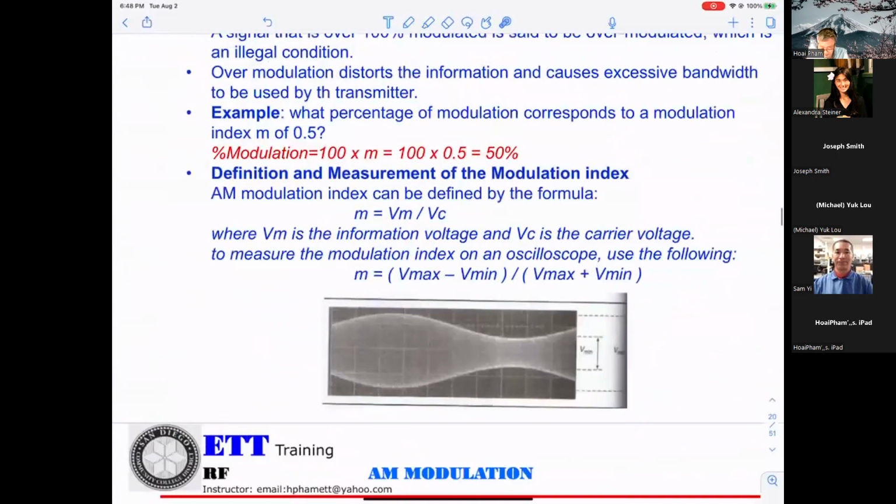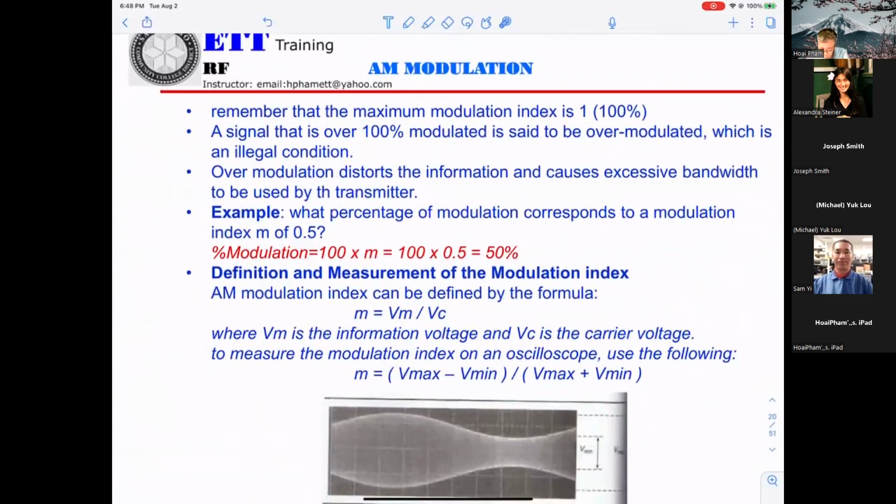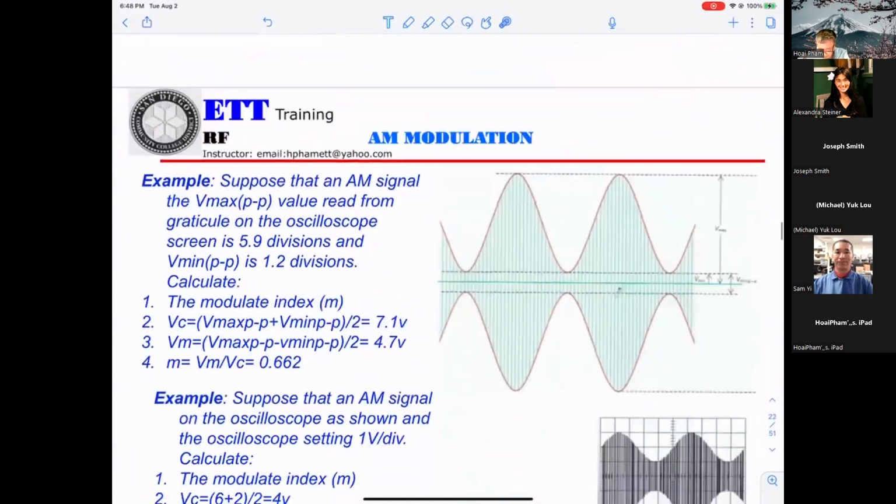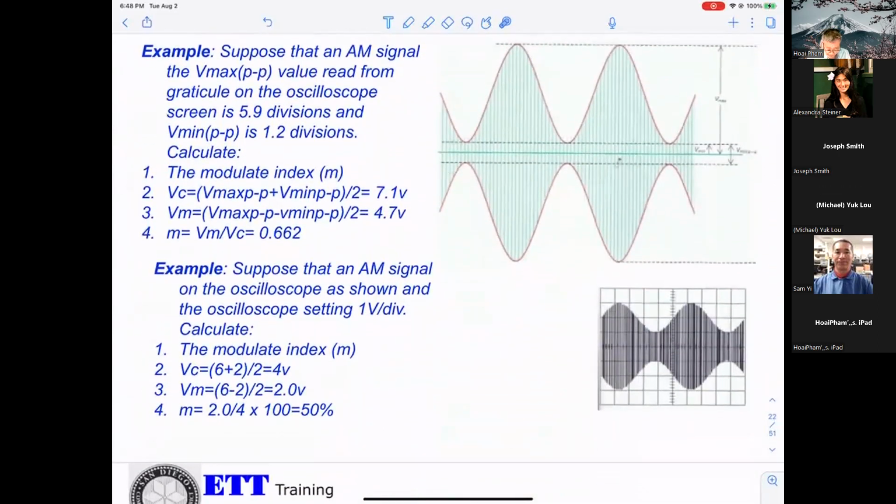So basically m equals VM divided by VC. VC, that's the carrier; you calculate and get 4. VM, you get 2. So m equals VM divided by VC, times 100%, and you get 50%.